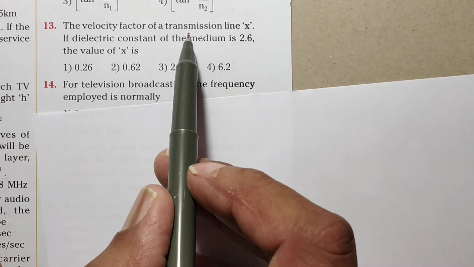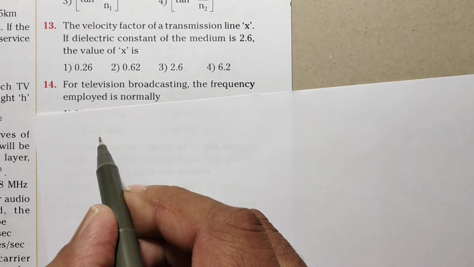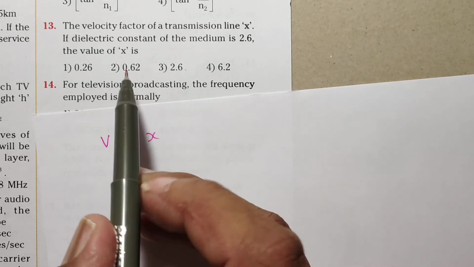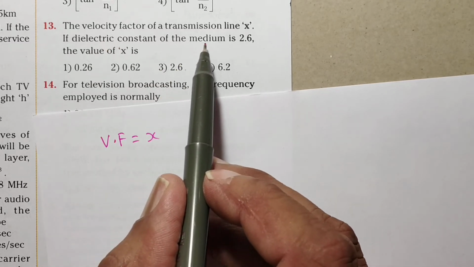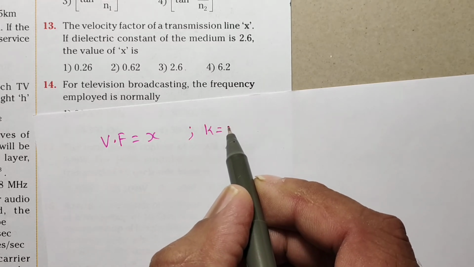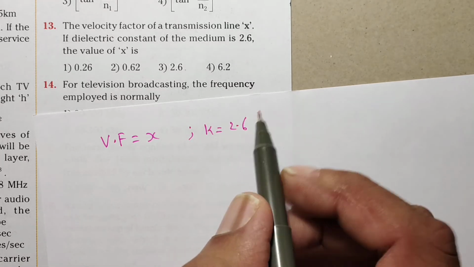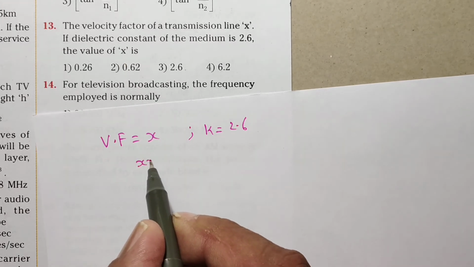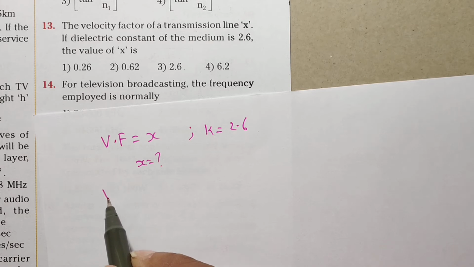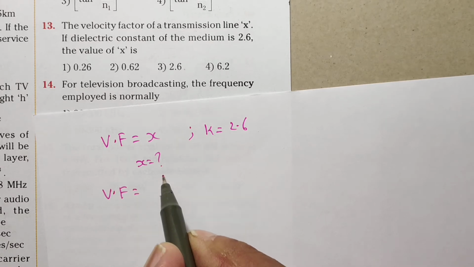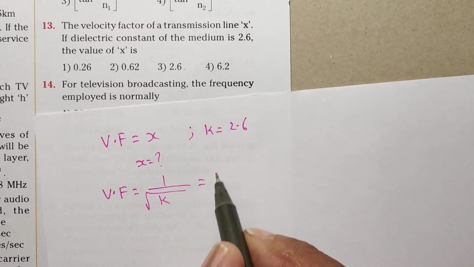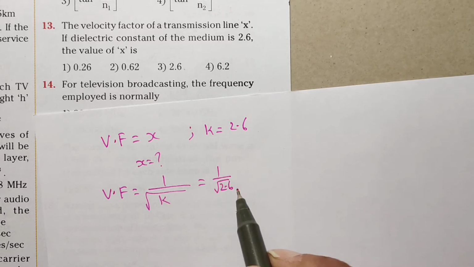The velocity factor of the transmission line is x. If the dielectric constant of the medium is 2.6, they have given the dielectric constant k value as 2.6. We have to find the x value. What is the x value? We know that velocity factor Vf is equal to 1 by square root of the dielectric constant, that is equal to 1 by square root of 2.6.